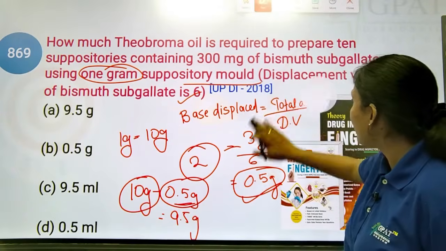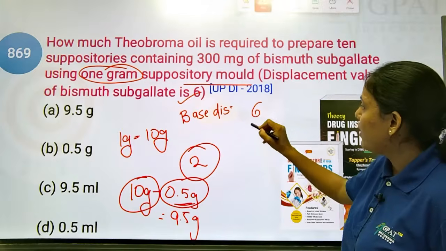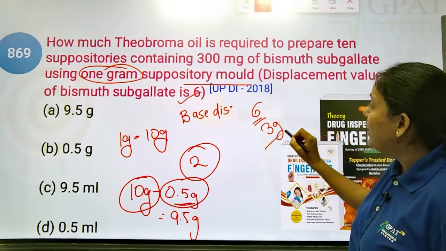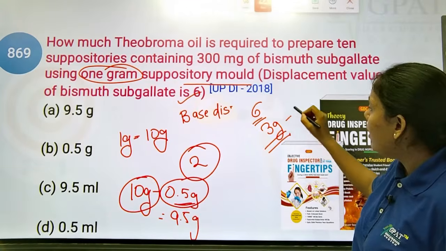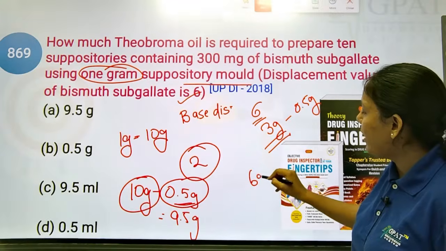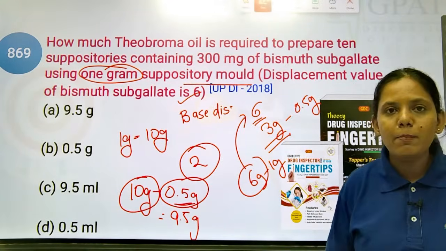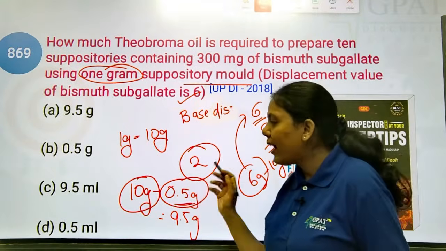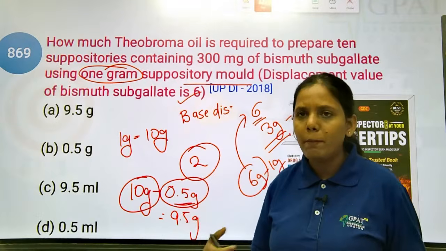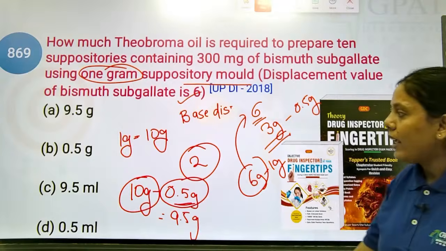Because what is your displacement value? 6, right? So basically how much amount of the drug was there? That means 3 gram of the drug displaced 0.5 gram of the base, right? So 6 gram will displace 1 gram of the base. That is the reason 6 is your displacement value. So you subtract how much amount of the base has been displaced. Displaced means removed or replaced. So 10 minus 0.5, 9.5.